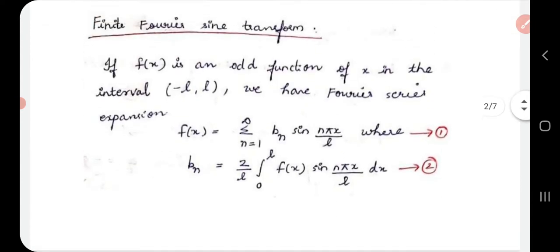We are taking only this bn. Why? Because this is a sine function, so we are taking only that particular term containing bn. Okay, here bn is given by equation 2.